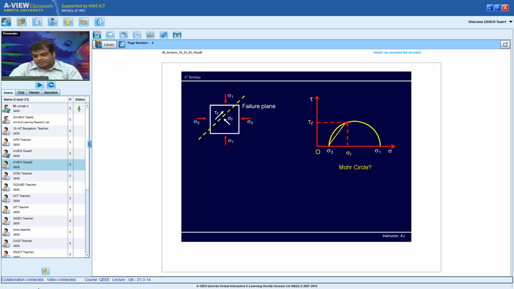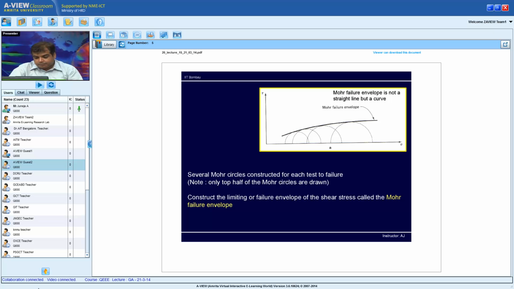So I have drawn this line. What we say is this coordinate of tau value is at failure, so I have given tau failure. Similarly, the sigma value is at failure. This is the normal stress on the failure plane, so I have given sigma f. Right? Let me move on.